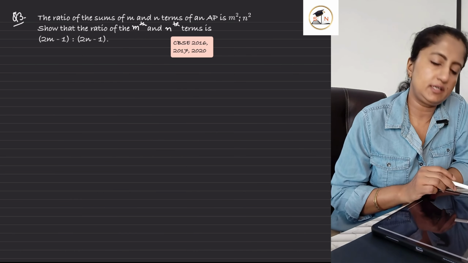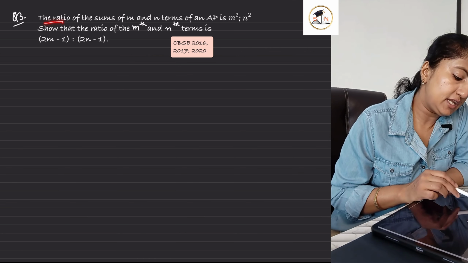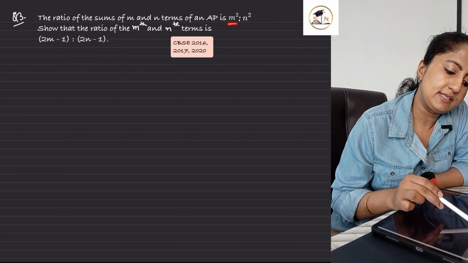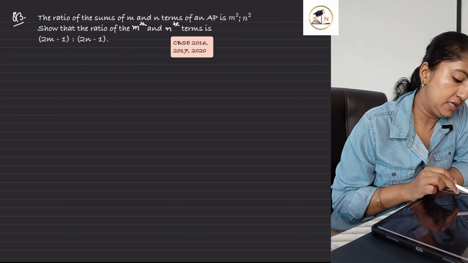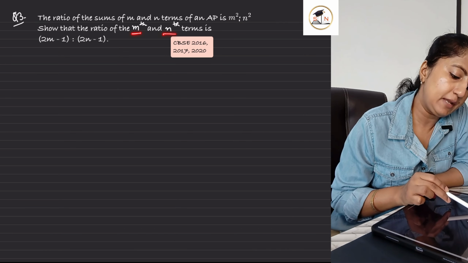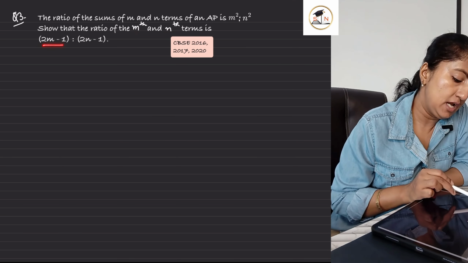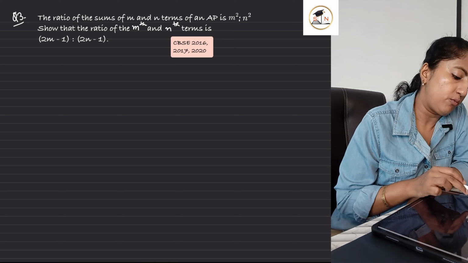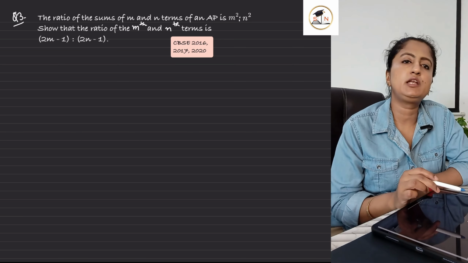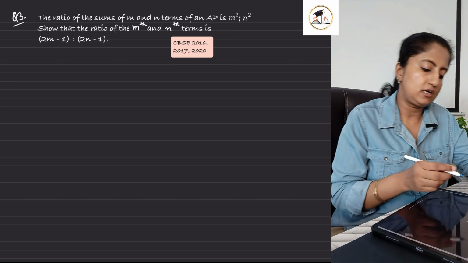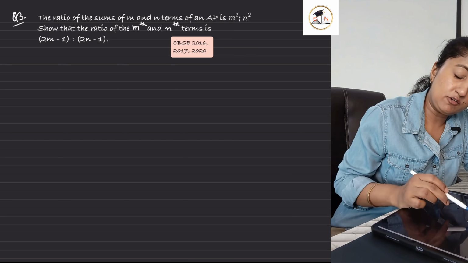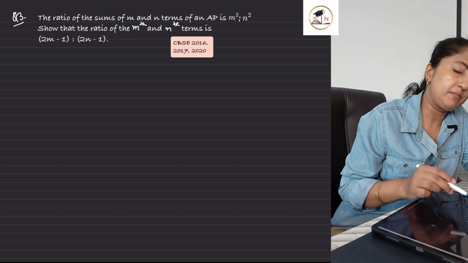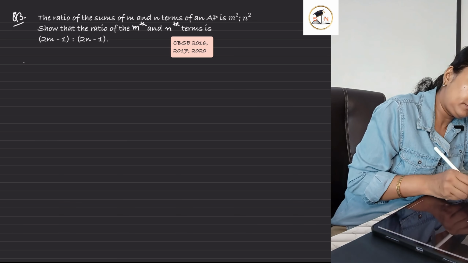Okay, let's start doing the next question. It says the ratio of the sums of m and n terms of an AP is m square is to n square. Show that the ratio of the mth and the nth terms is 2m minus 1 is to 2n minus 1. Now, what we are given over here is the ratio of the sums. So let's start doing it. And also note that this question has appeared thrice so far. Okay, so that means it is highly important.